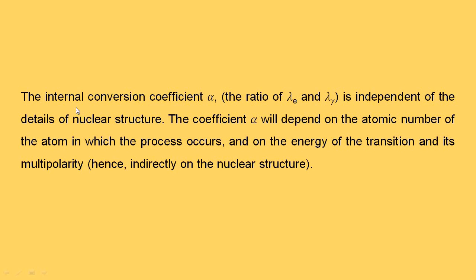The internal conversion coefficient alpha, that means the ratio of lambda e and lambda gamma, is independent of the details of nuclear structure. The coefficient alpha will depend on the atomic number of the atom in which the process occurs and on the energy of the transition and its multipolarity. So indirectly you can say that, due to this multipolarity, it depends on the nuclear structure.